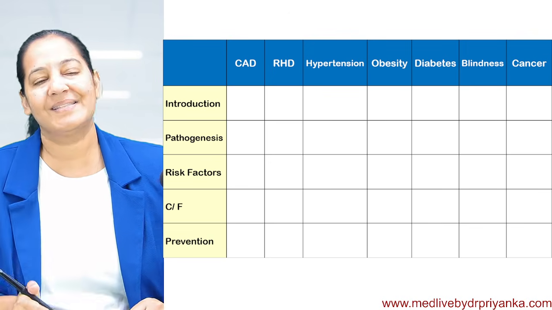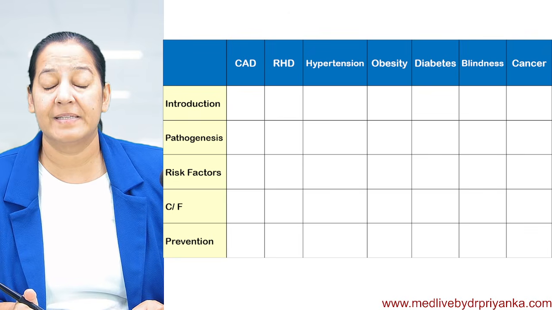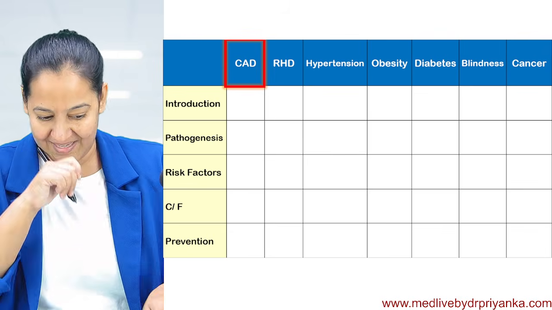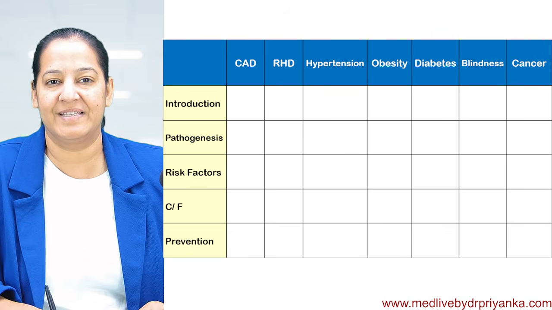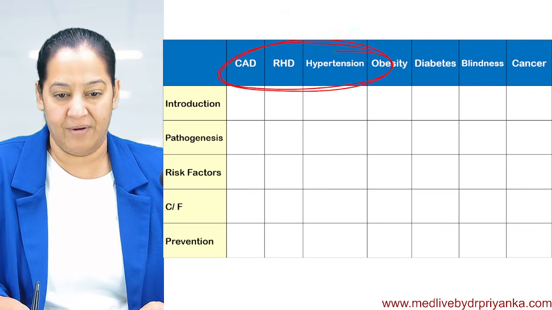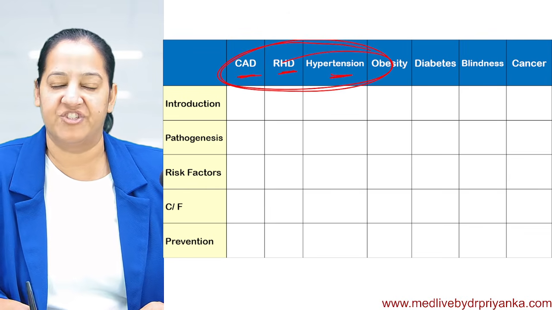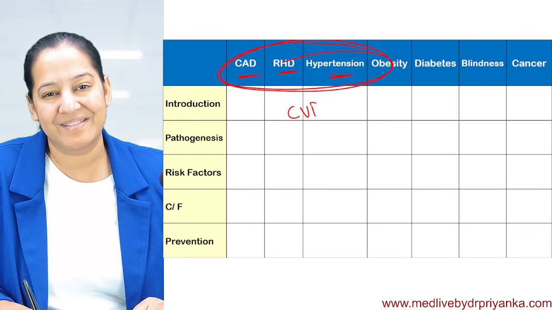Okay, chalo. So let's start these 7 non-communicable diseases one by one. Let's start with the first one. Coronary artery disease. The first 3 are cardiovascular disease: coronary artery disease, rheumatic heart disease, and hypertension. These 3 together are cardiovascular disease.